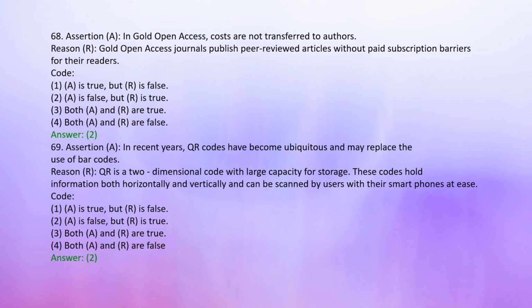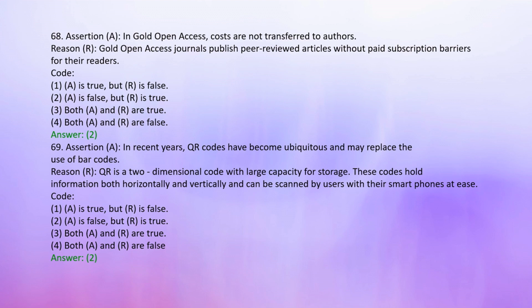Number 68. Assertion. In gold open access, costs are not transferred to authors. Reason: gold open access journals publish peer-reviewed articles without paid subscription barriers for their readers. And correct answer is 2. A is false but R is true.